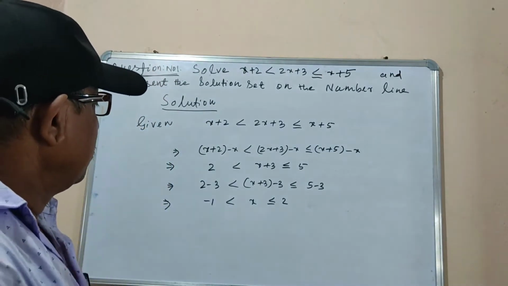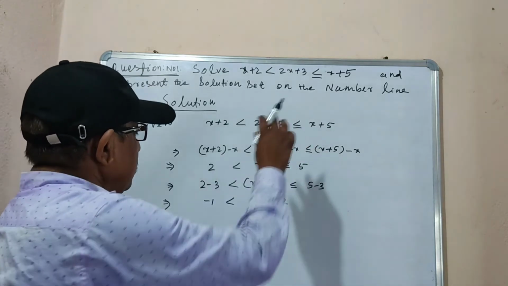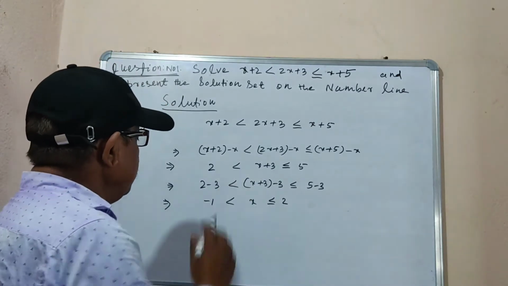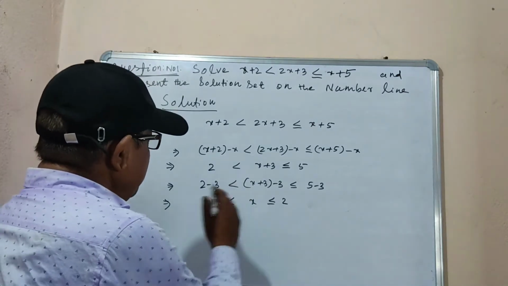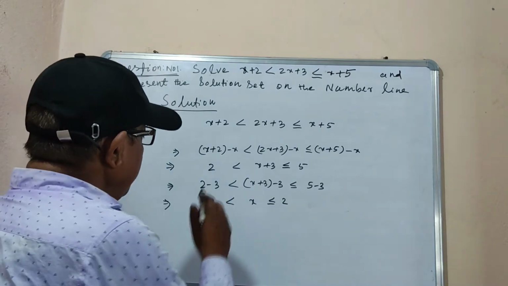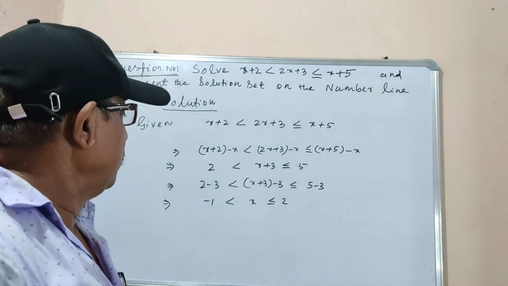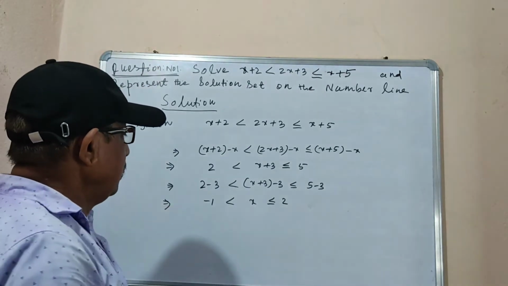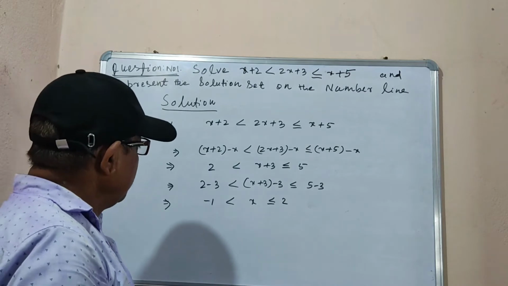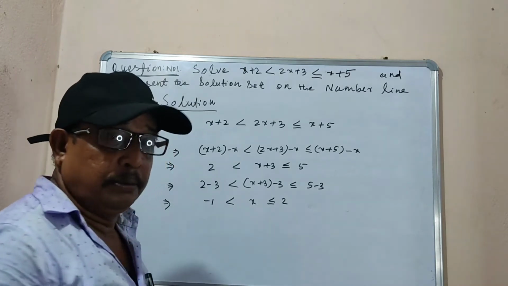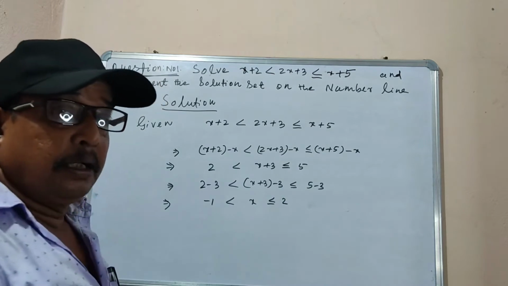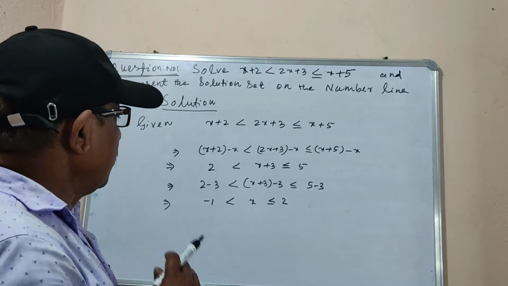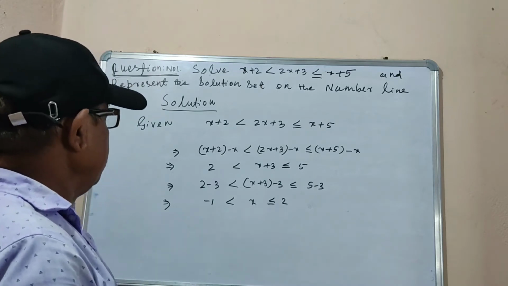We determine the solution of this inequality. That is the values of x of this inequality. That means the set of real numbers that satisfy this inequality. That is, x is greater than minus 1, less than or equal to 2. We determine the set of real numbers that satisfy this inequality.